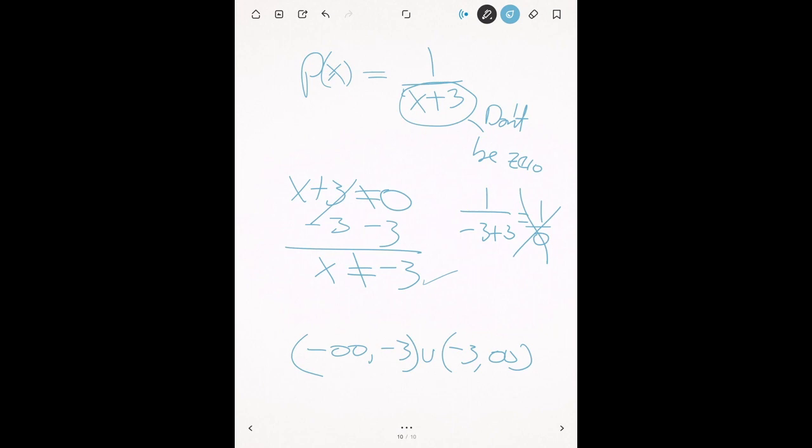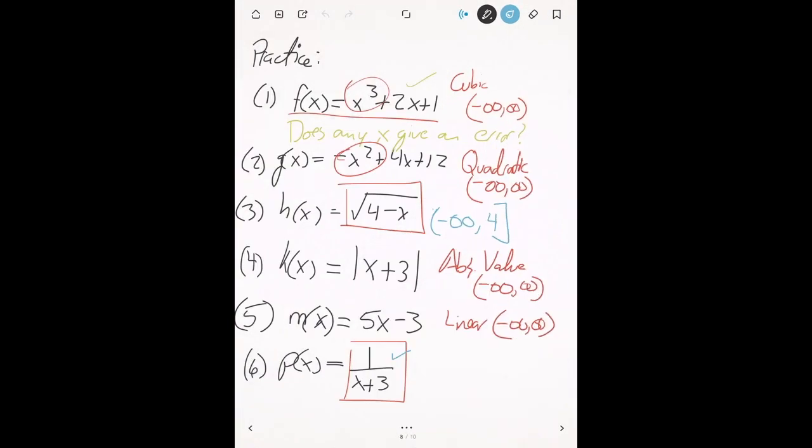So you'll notice that reciprocal functions have this unique way of writing them. We have to write a union. We have two disjointed sets. I have everything to the left of the number and everything to the right of the number. Every reciprocal function, or I should say more generally rational function, will have this form to the domain. This is how you're going to write it, because they're going to be two disjointed sets. So the domain of this is negative infinity to negative 3, union negative 3 to infinity.